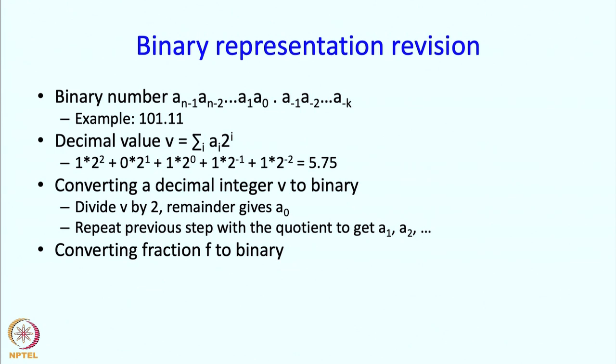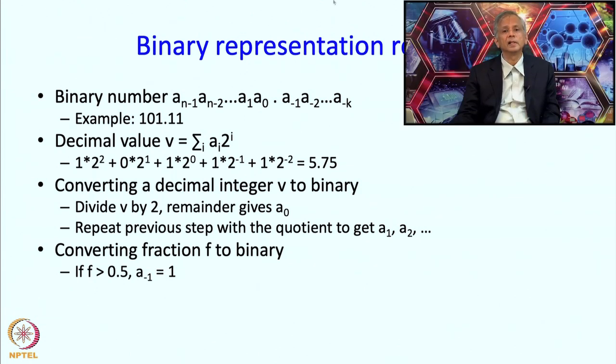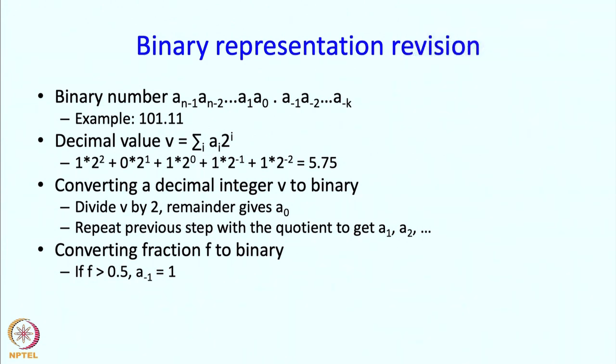Converting a fraction F to binary is sort of natural. For example, you may note that if this fraction F is bigger than 0.5, then the first binary digit, or the first bit after the binary point, will have to be 1. If it is, then you can subtract that value. There are many ways to do this, and if what remains is bigger than 1/4, then the next bit will also be 1, otherwise it will be 0, and so on. So this is just a very quick introduction or revision of binary representation.